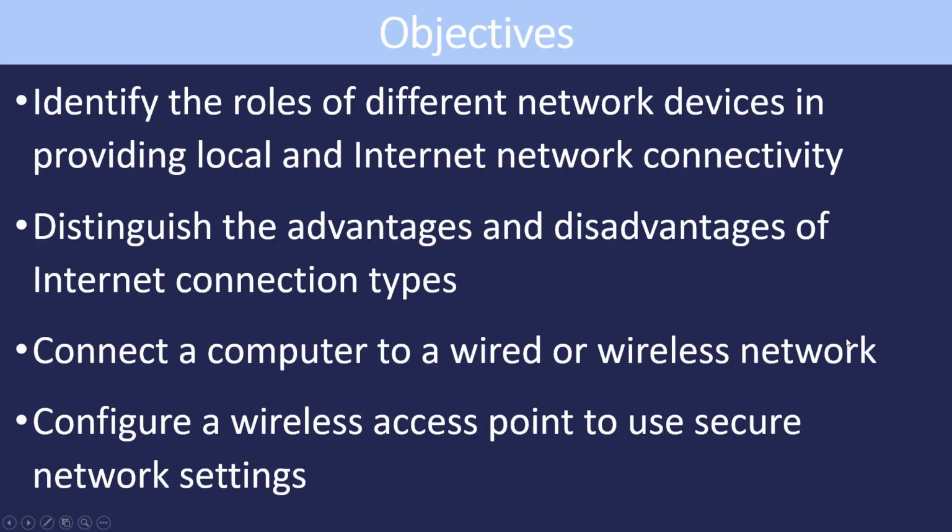In this lecture, we're going to identify the different roles and different network devices that are used both on a local network and how they interact with the internet and get us connected onto the World Wide Web. We're going to look at the advantages and disadvantages of different types of connections, and we're going to look at how to connect a computer to a wired or a wireless network, and some of the basic wireless access point settings that we can use to secure a wireless network.